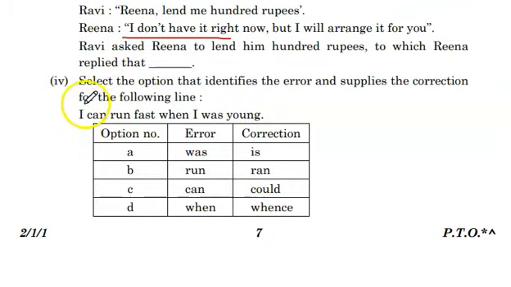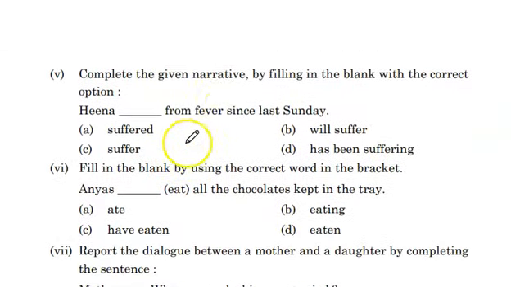Now look at the question. Select the option that identifies the error and supplies the correction for the following line. I can run fast when I was young. So the second clause, which is a time clause, is talking about the past time, therefore can should be could. Answer will be C. Let's move on to question number 5.